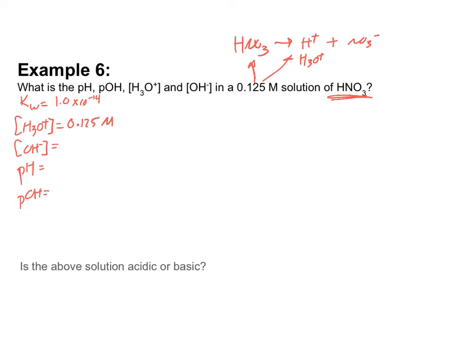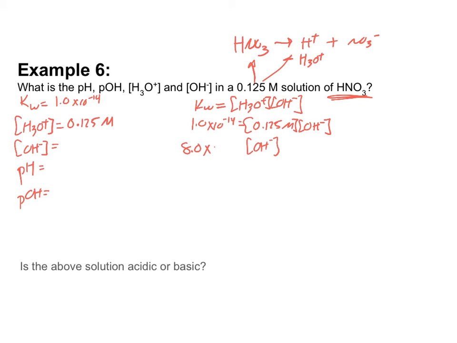So I'm going to look at my magic square and say that I'm going to take Kw equals H3O plus times OH minus, and 1.0 times 10 to the minus 14 is equal to 0.125 molar times OH minus. So that's going to give me a concentration for my OH minus of 8.0 times 10 to the minus 14.